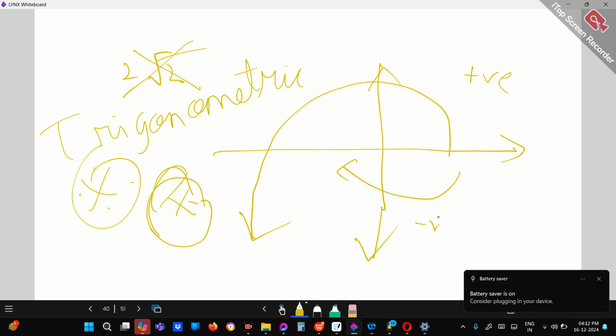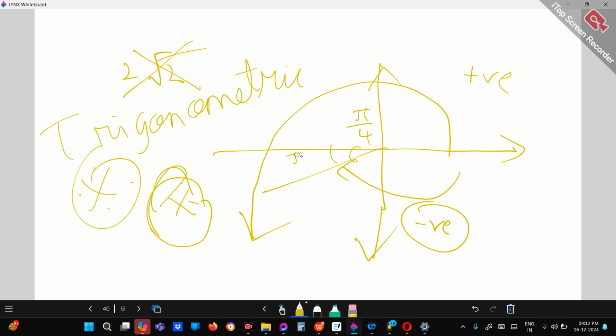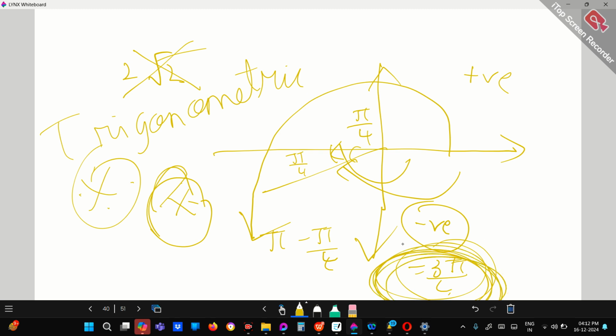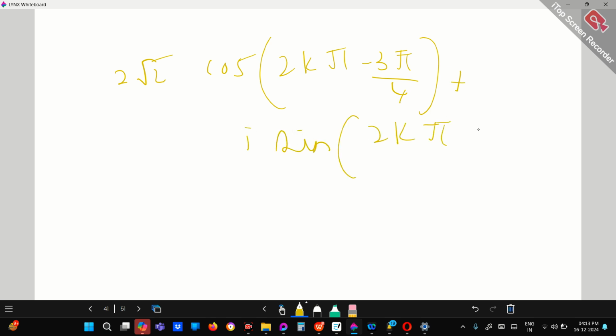This is positive, this is negative, right? In the argument, they have mentioned it is the angle made with the positive axis. So this is pi by 4. This is pi. Pi minus pi by 4 will be 3 pi by 4. But one important concept: the angle is negative. So minus 3 pi by 4. 2 into root 3 in the cos of 2k pi minus 3 pi by 4. 2k pi minus 3 pi by 4.